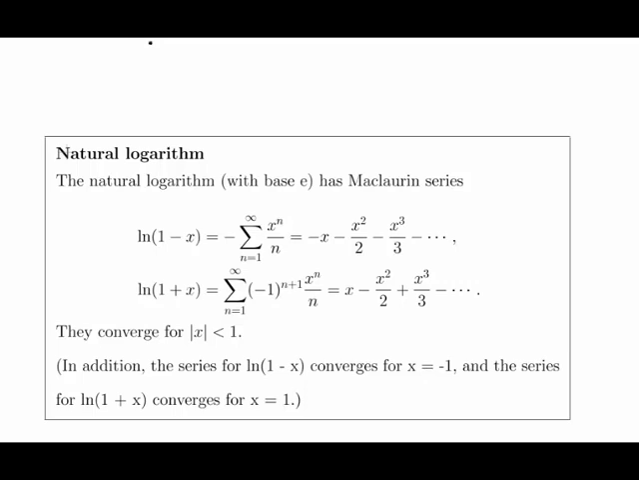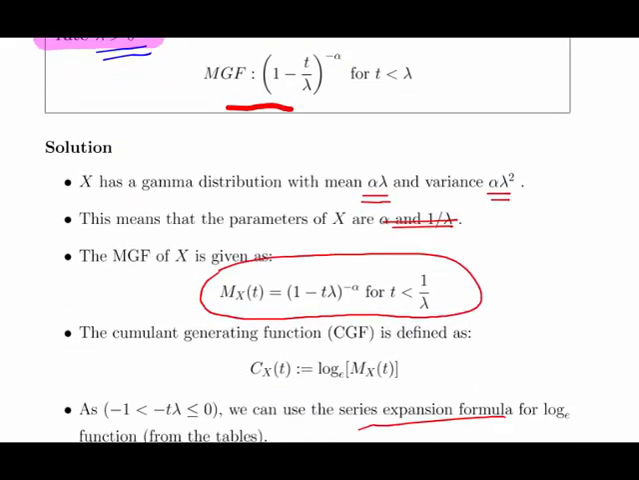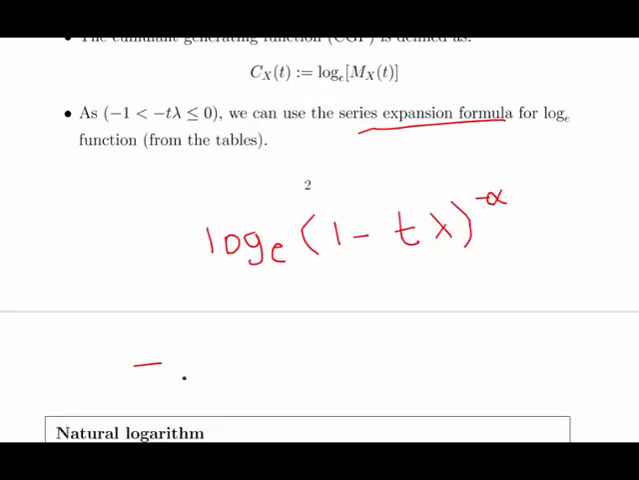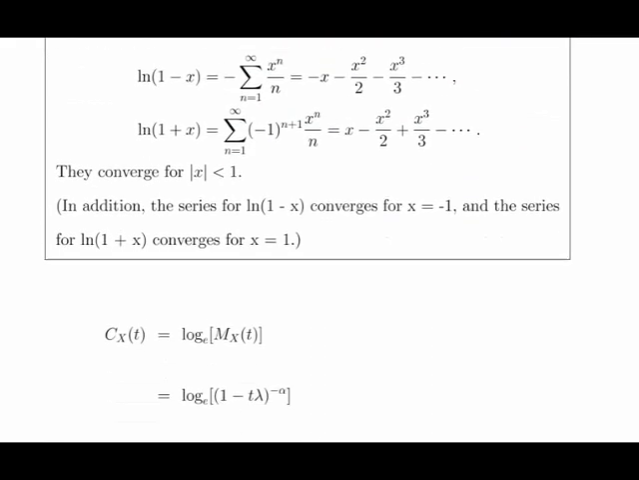Now, essentially what we have here, I'm just going to go back a second, and we're going to re-express this as the log to the base e of (1 minus t lambda) to the power of minus alpha. So what I'm going to do here is re-express that as minus alpha times log to the base e of 1 minus t lambda. And this is what we're going to use the series expansion for, that part there. And really it's a straightforward enough job.